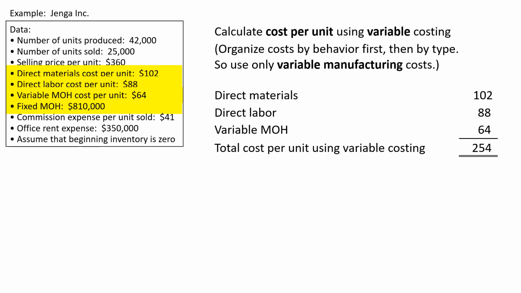Make a note of both absorption cost per unit, $273, and the variable cost per unit, $254. You'll need these when you prepare the absorption and variable income statements. This concludes the ACLET, Absorption and Variable Costing, Part 1.